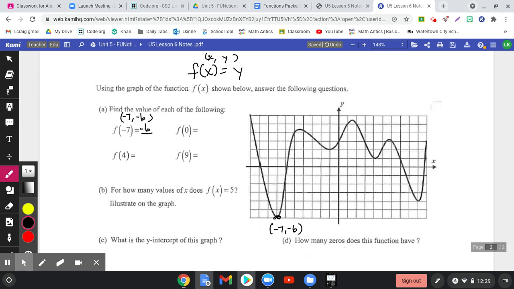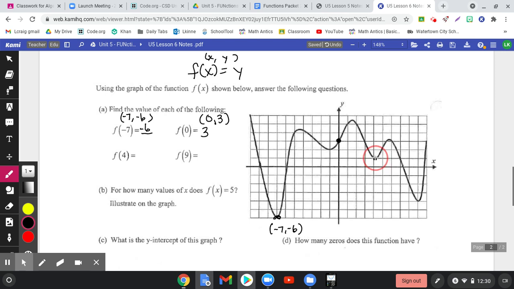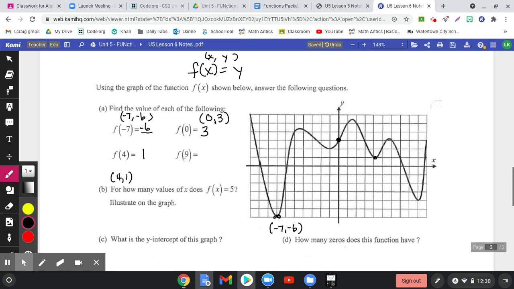All right. f of 0, that means you don't go from side to side. Follow up, there's your y-intercept too. So that's the point 0, 3. You don't have to write it as a point, but using function notation, that's what they're doing. They're asking you, what's the y value when the x is 0? What's the y value when your x is 4? Go to 4. 1, 2, 3, 4. What's the y value right there? 1. So that's the point 4, 1. Again, you don't have to write the point.